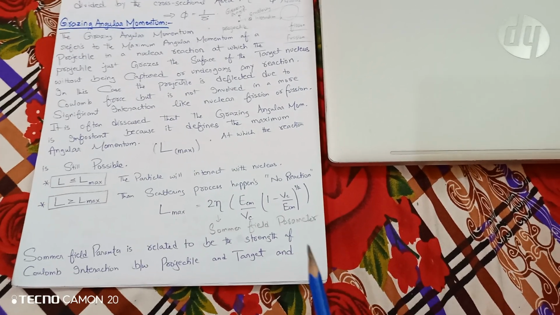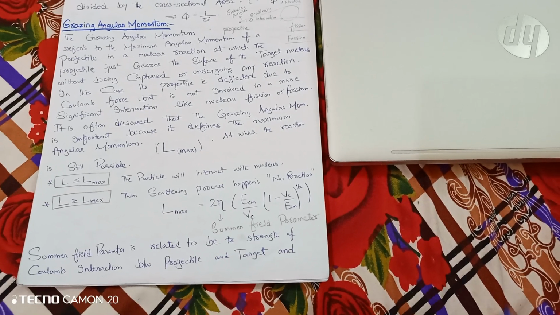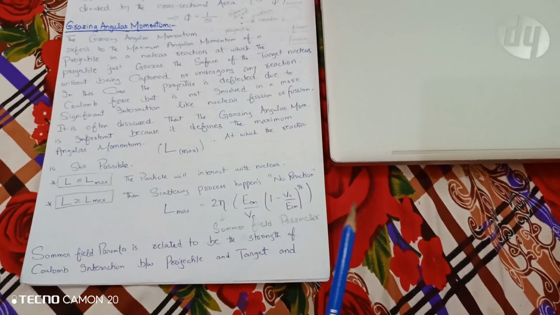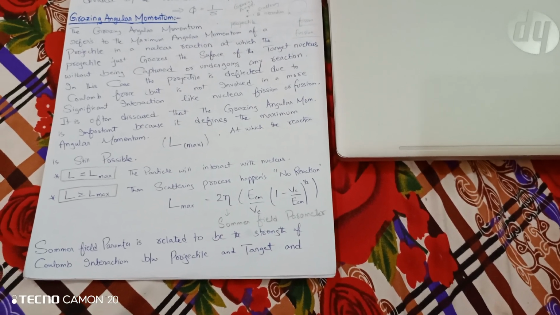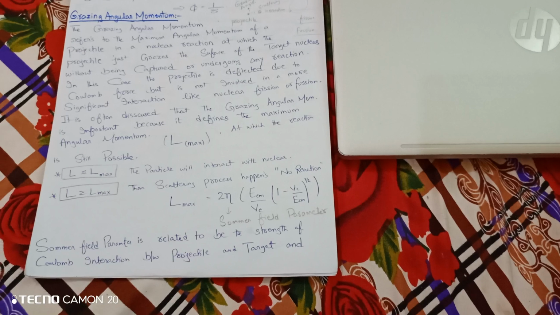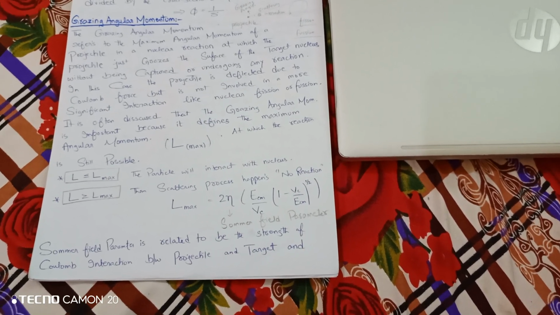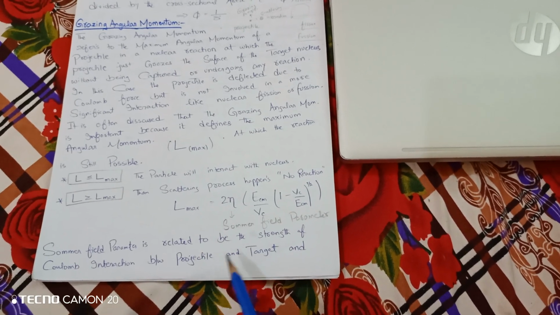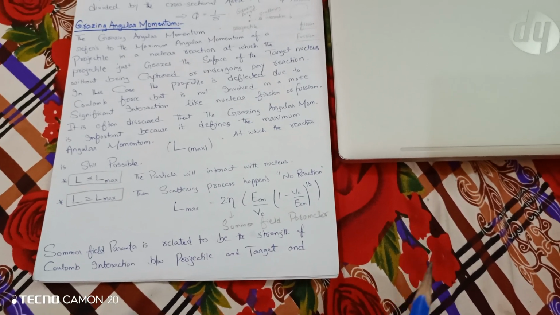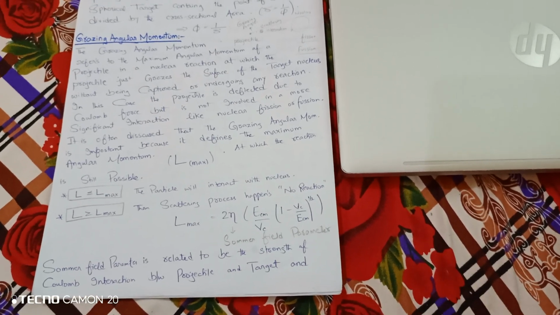Basically, the Sommerfeld parameter describes the strength of the Coulomb interaction between target and projectile. As you already know what the Coulomb potential is, we discussed it in the previous lecture. In Coulomb interaction, two parameters are involved: one is the projectile and the other is the target. So the Sommerfeld parameter is the strength of Coulomb interaction between projectile and target.